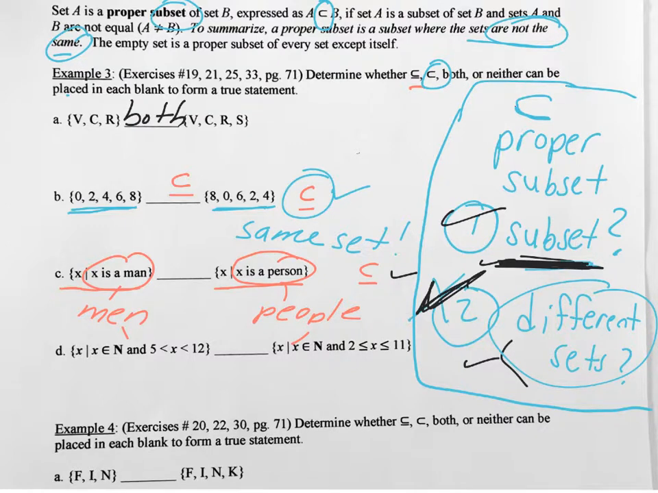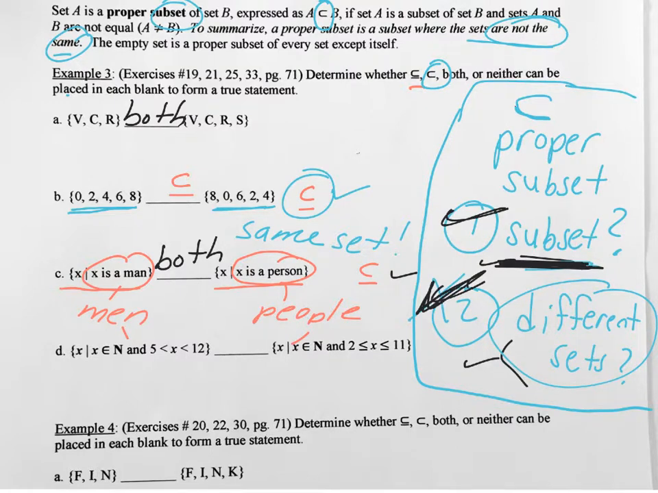All the people would be men and women combined. So the sets are different in that the set on the right has more elements in it. It's a larger set. It has extra elements. So they're not the same exact set, in other words, when we say different. So it passes criteria 1, criteria 2. So this is both proper subset and a normal subset. It's proper because it's a subset and the sets are different.